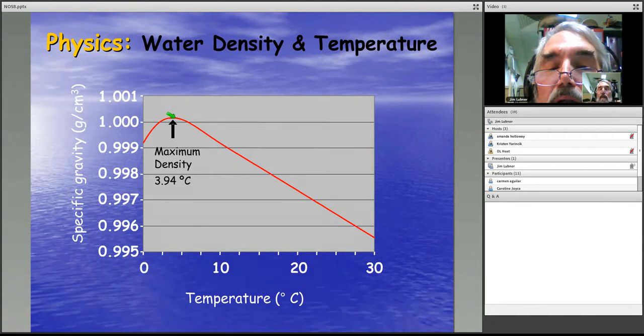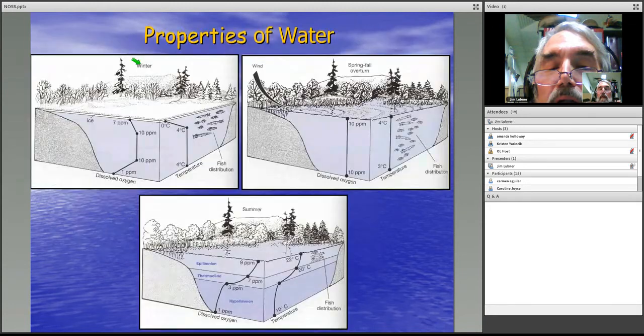So above that point, it is expanding, and below that point, it is also expanding. So the heaviest freshwater is at just under 4 degrees C. And that has significance for circulation, for wintertime stratification, for mixing in the spring and the fall. And I want to look a little bit more at that with this particular graph.